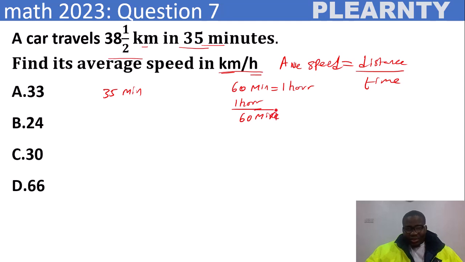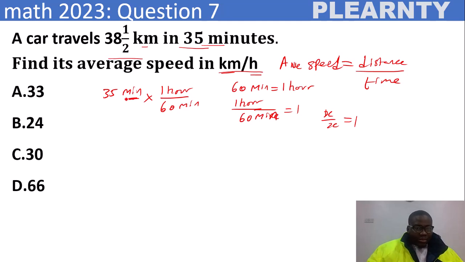because 60 minutes is the same as 1 hour, like when you say x over x is equal to 1, so 1 hour over 60 minutes is also equal to 1. But it can help us change this unit from minute to hour. So say times 1 hour over 60 minutes. You can call this the conversion factor, just to change this from minutes to hour. So minutes can cancel minutes, and we're going to have 35 over 60. So this is hour.